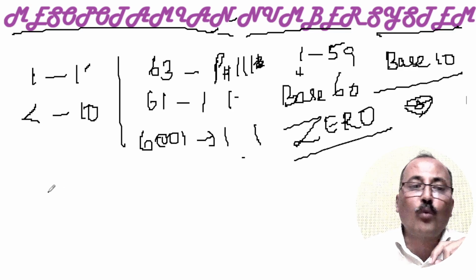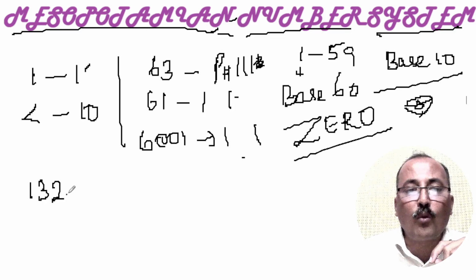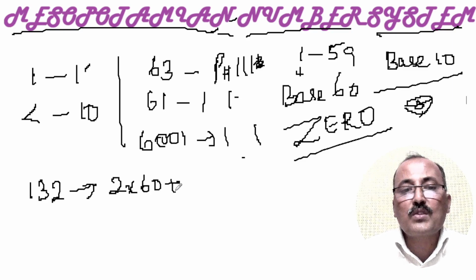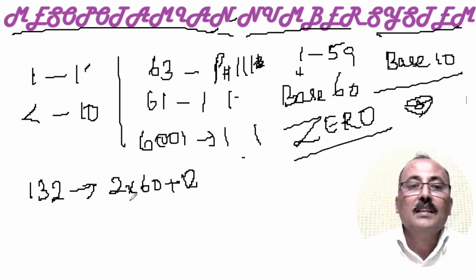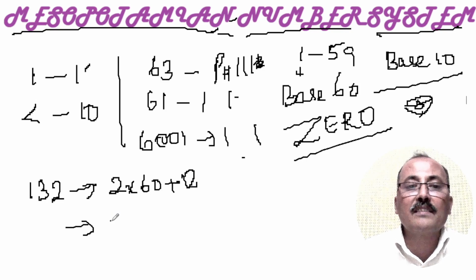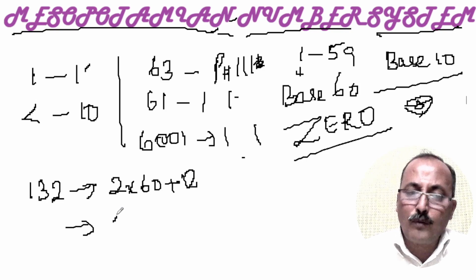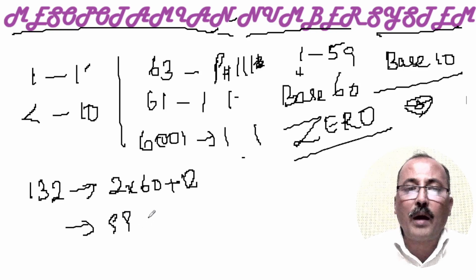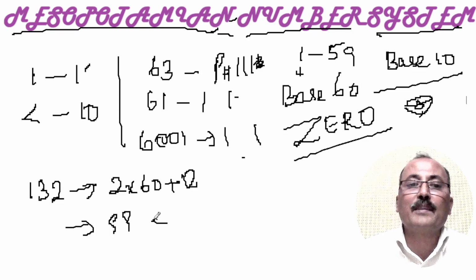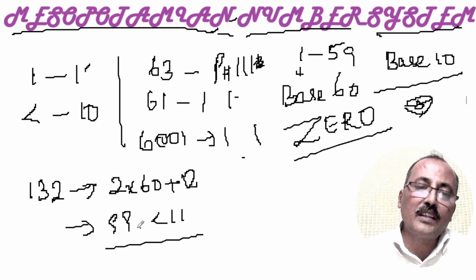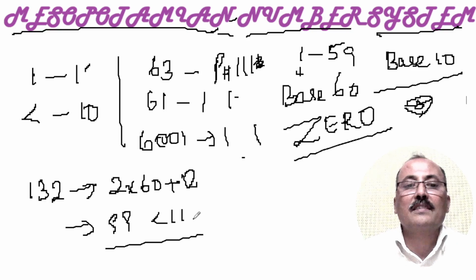Now, if they want to write 132, this is your book sum. How would they have written 132? 2 into 60 plus 12, that is 120 plus 12. 2 into 60 means 2 symbols of 1 only. These are 2 symbols for 2 into 60, then a little gap, and 12. For 12, the symbol 10, 1, 1. So 2 into 60, gap, and 12. That's all. So this denotes 60, not 1.